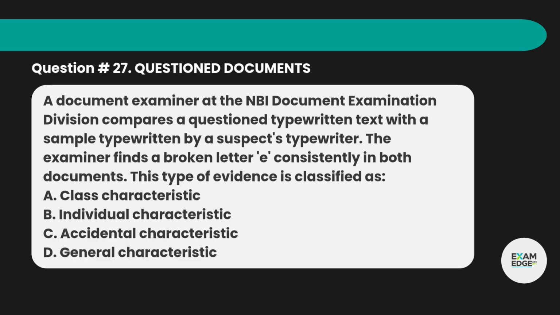Question number 27. Questioned documents. A document examiner at the NBI Document Examination Division compares a questioned typewritten text with a sample typewritten by a suspect's typewriter. The examiner finds a broken letter E consistently in both documents. This type of evidence is classified as: A. class characteristic, B. individual characteristic, C. accidental characteristic, D. general characteristic. Correct answer: B, individual characteristic.